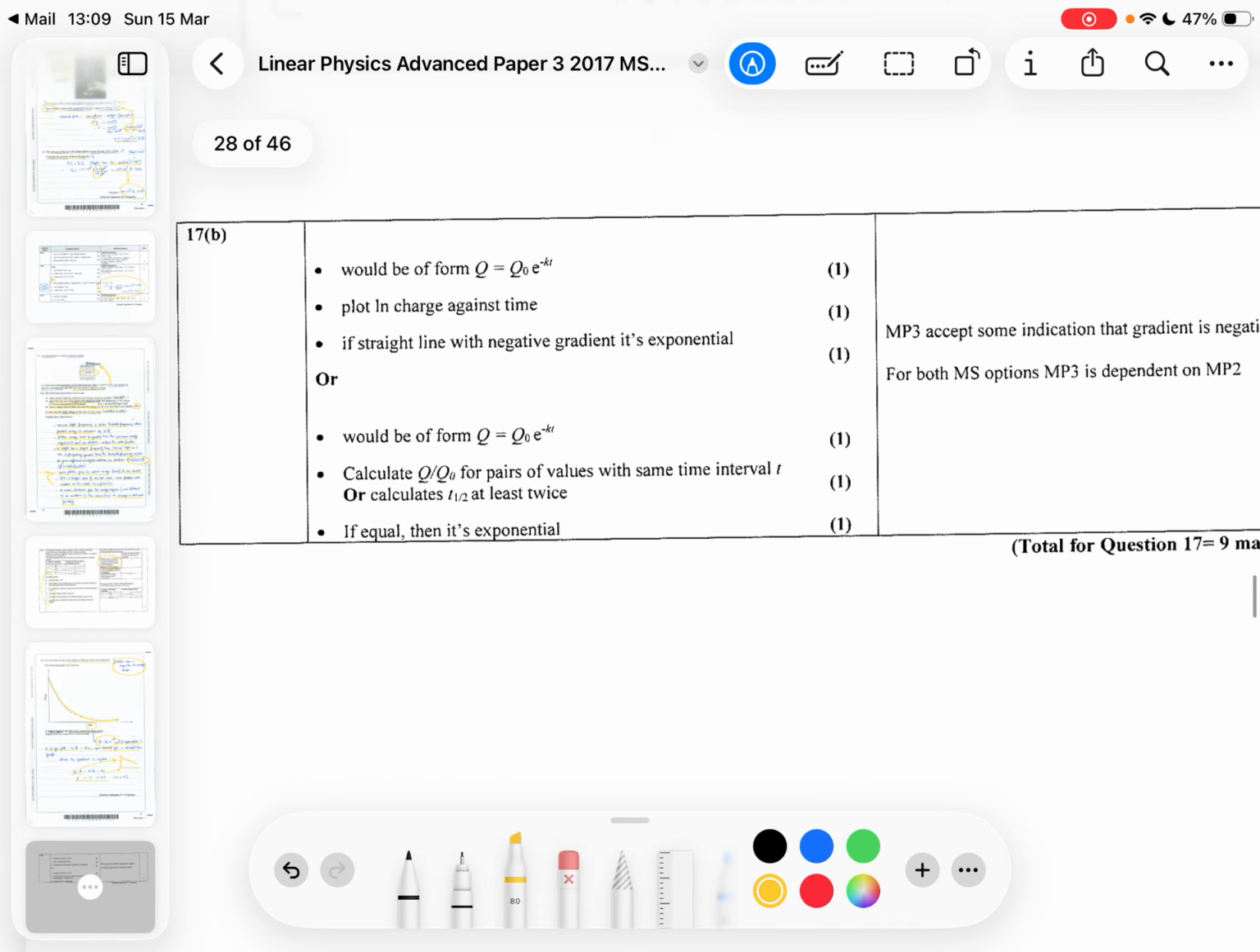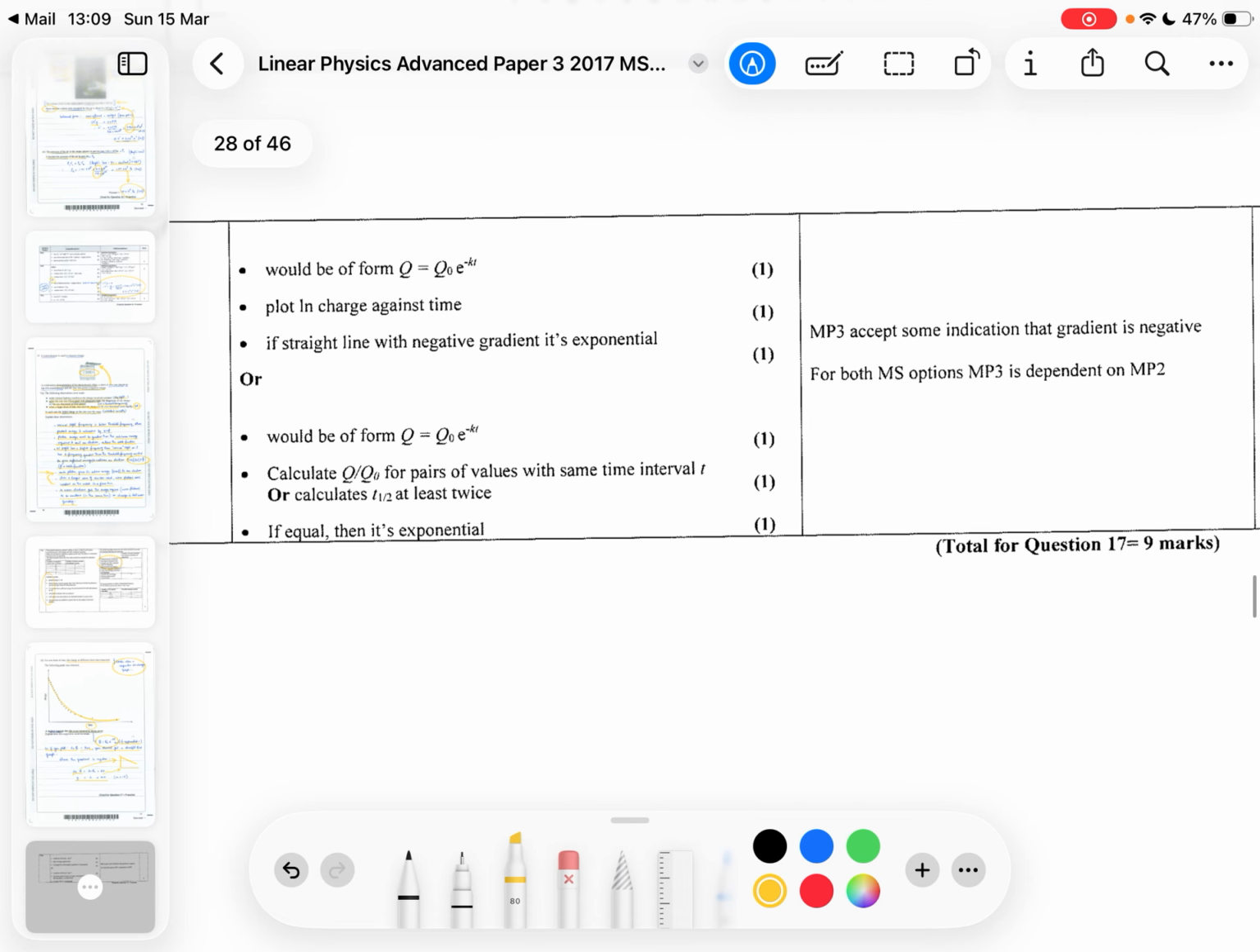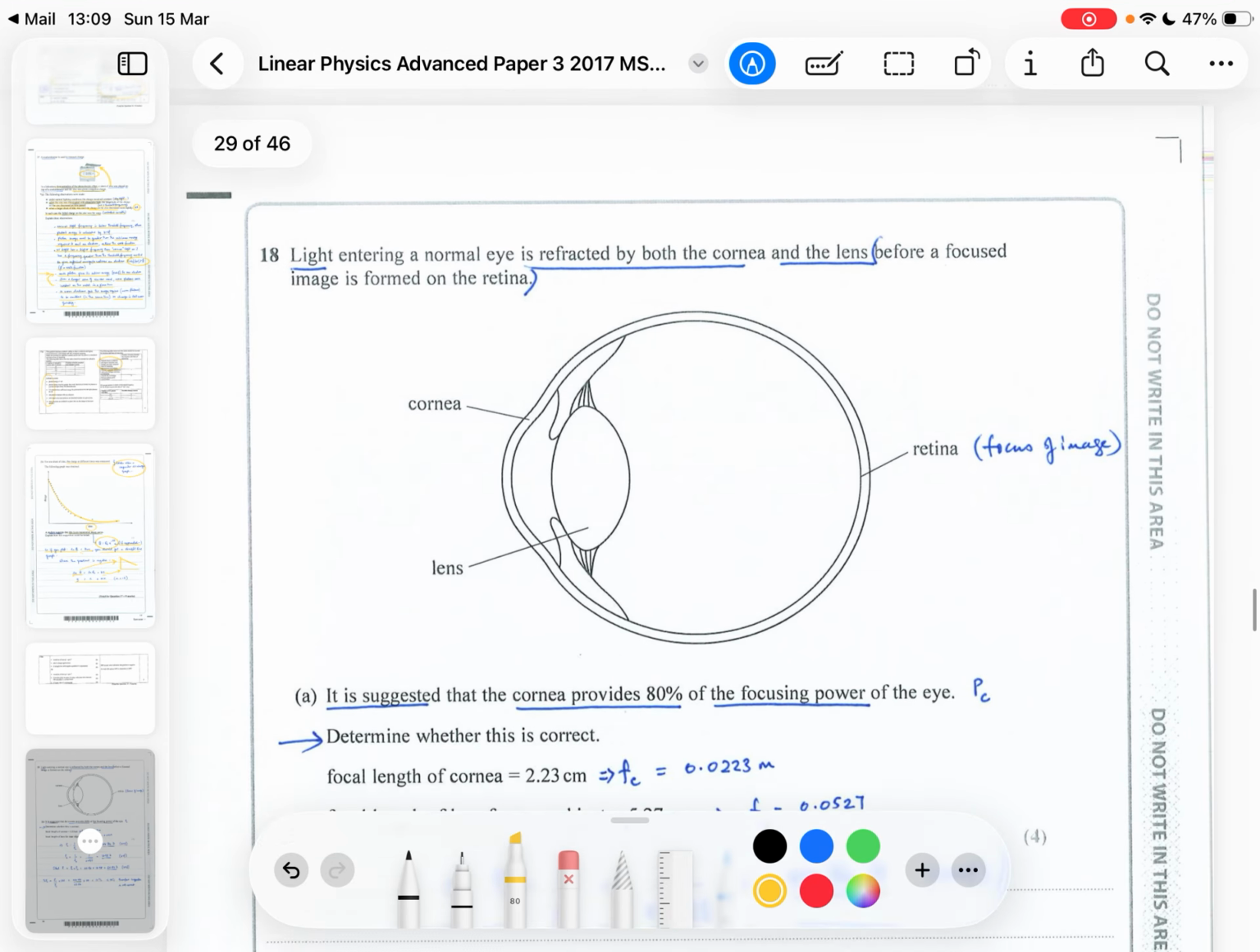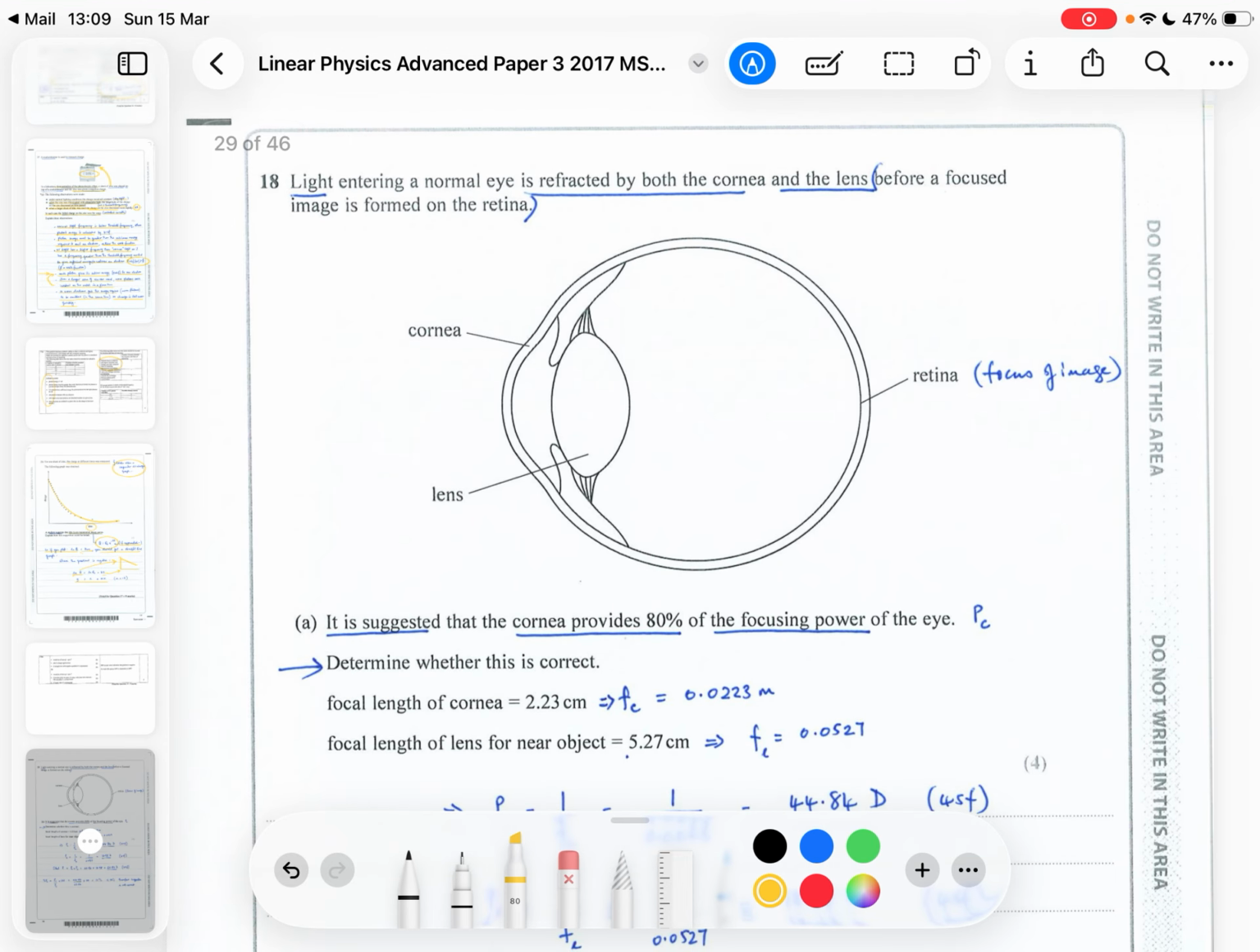Okay, some guidance notes there for your own answers. And question 18 is an eye. So the eye has a cornea and a lens, which hopefully focuses the image on the retina, unless you have poor eyesight like me. It is suggested that the cornea provides 80% of the focusing power of the eye. So I call that the power of the cornea. Determine whether this is correct.